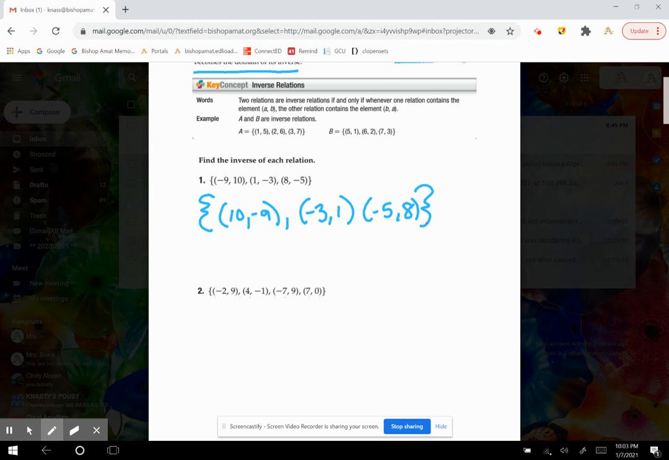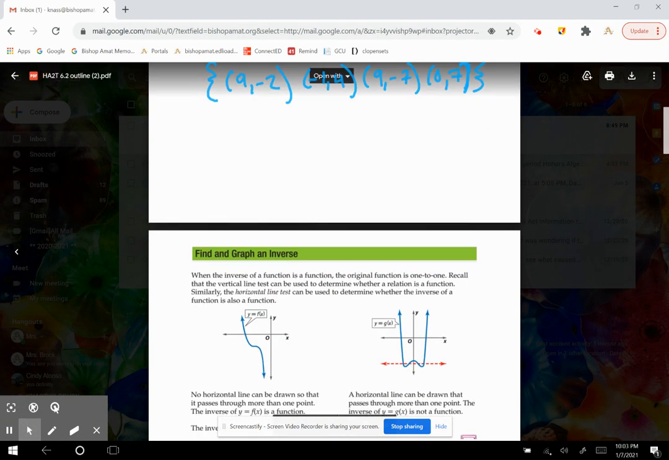Let's look at number 2. The inverse: (9, -2), (-1, 4), (9, -7), and (0, 7). Those are the inverses. All right, let's look at the graph.